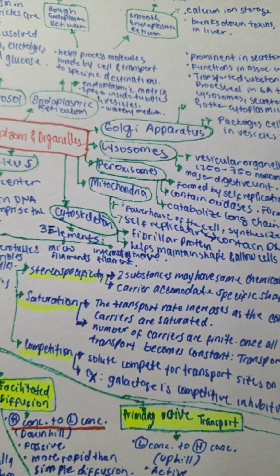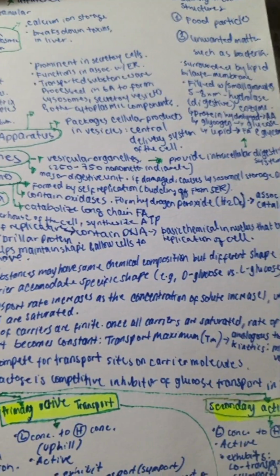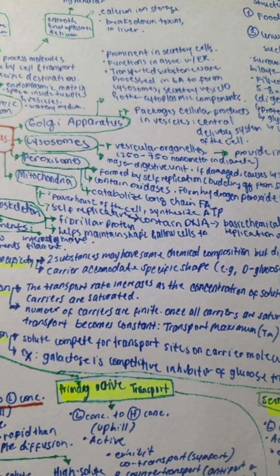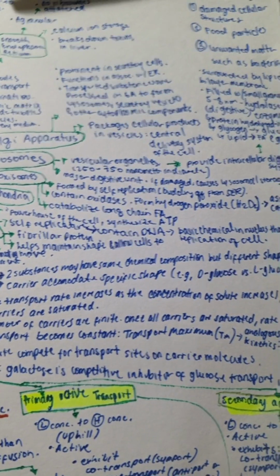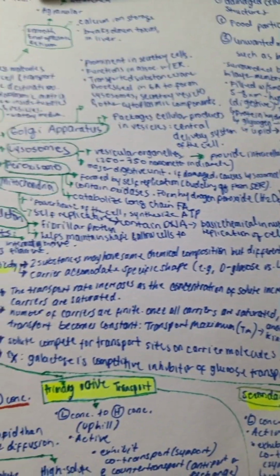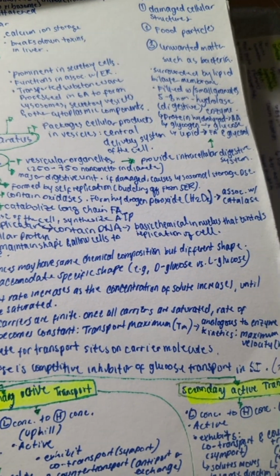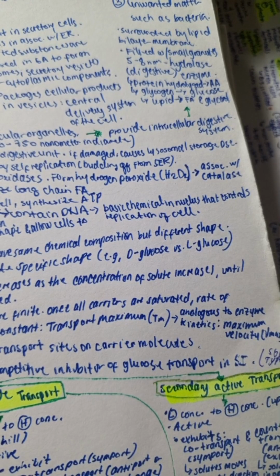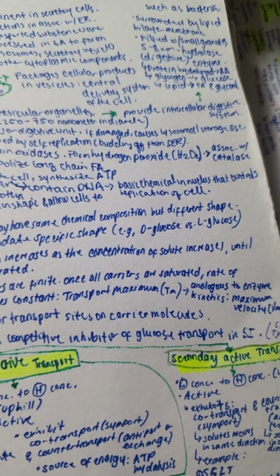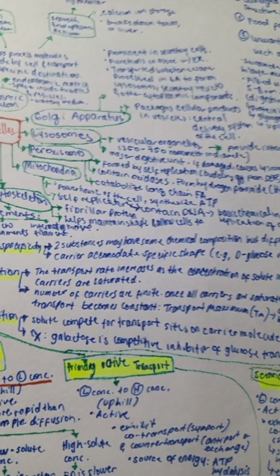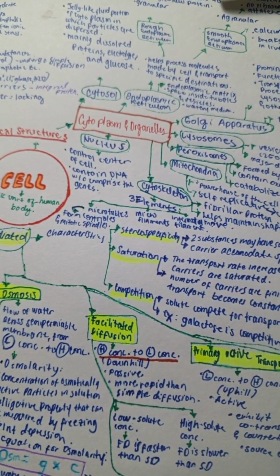Another characteristic of carrier-mediated transport is saturation. The transport rate increases as the concentration of solute increases until the carriers are saturated. The number of carriers is finite. Once all carriers are saturated, the rate of transport becomes constant. And the transport maximum is analogous to the enzyme kinetics maximum velocity. So that's saturation under carrier-mediated transport.